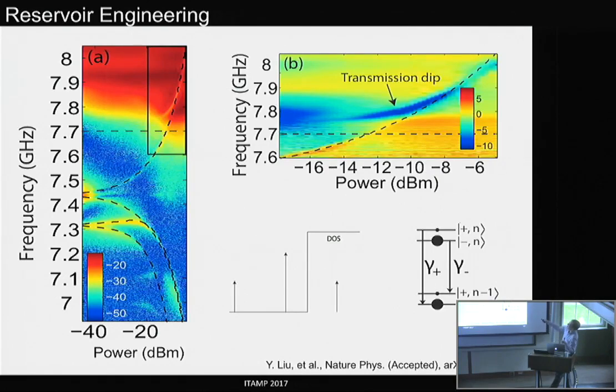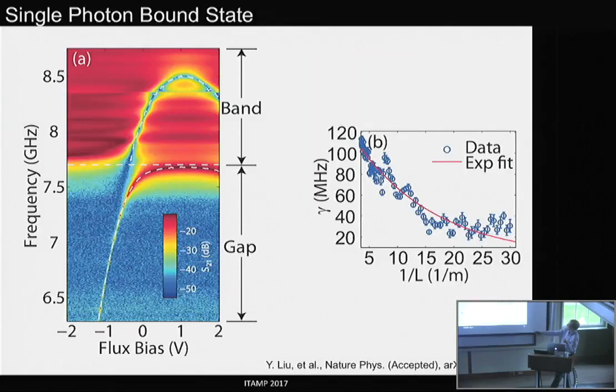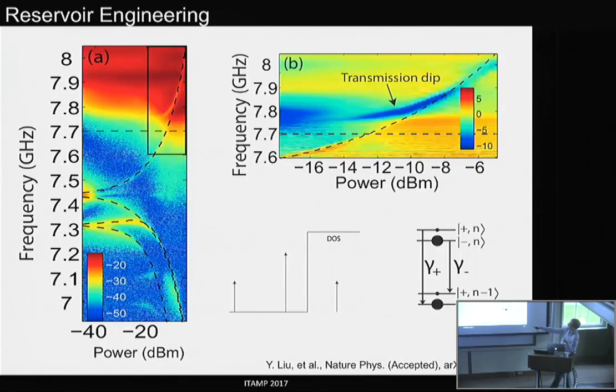As you drive it across the band edge, you actually see an avoided crossing when the qubit goes across the band edge, and this is this state being pushed out of the band and into the gap. If you push the sideband of this across the gap, you see another avoided crossing of the sideband with the actual states in the gap. So it's an avoided crossing of the dressed state with the states in the band, a dressing of the dressed state as you go across. So you can play some fun games there.